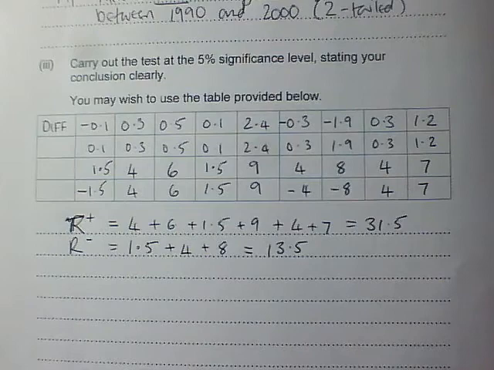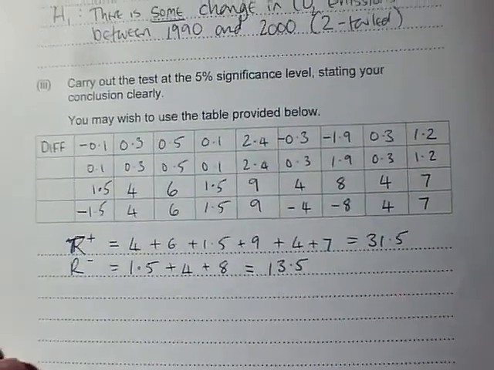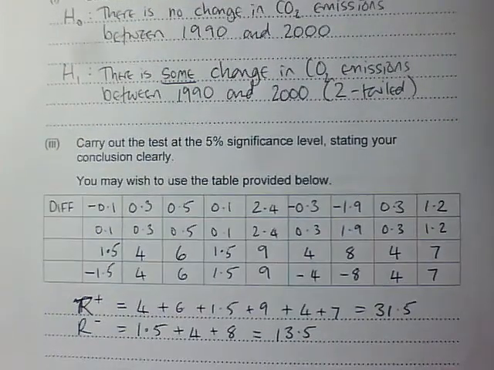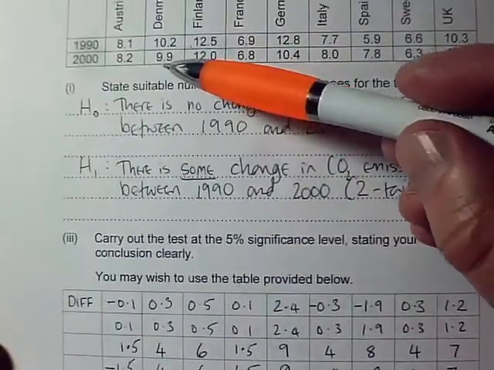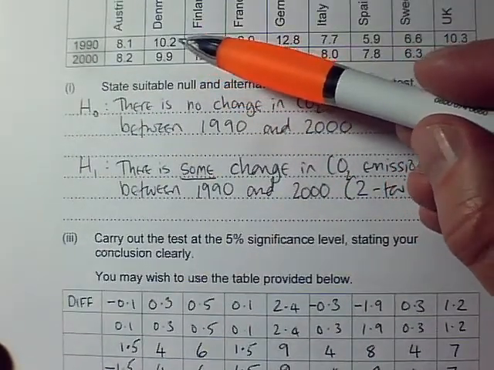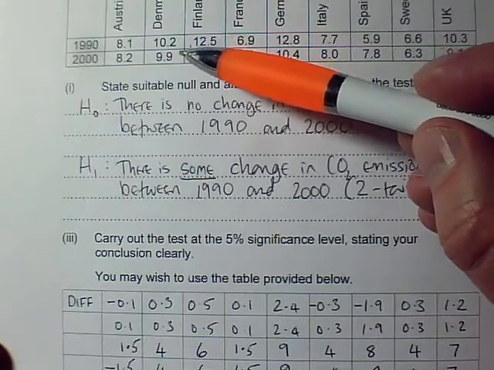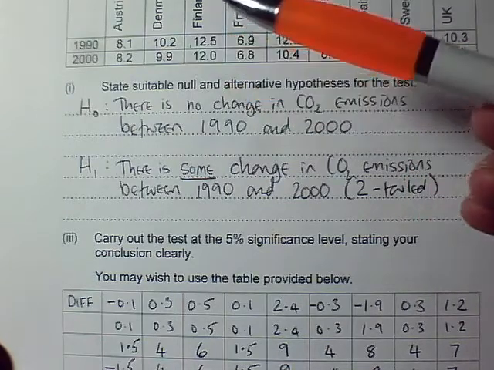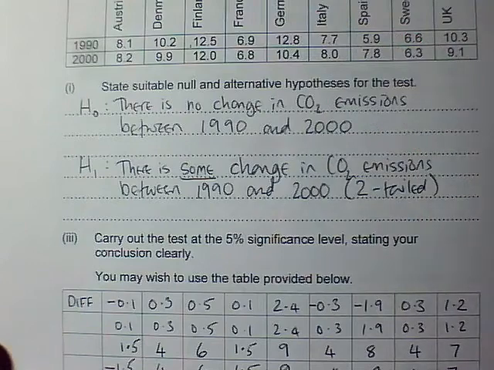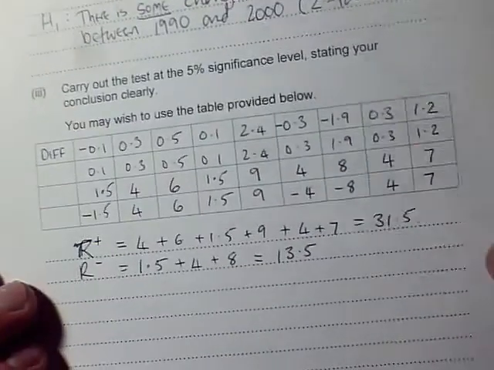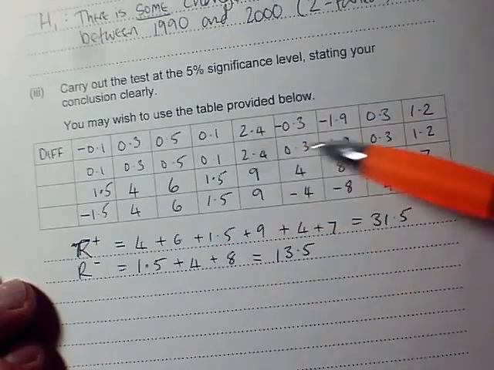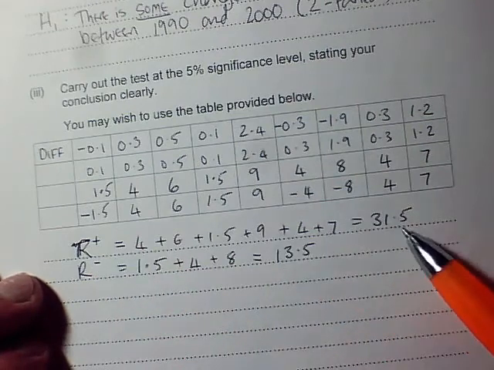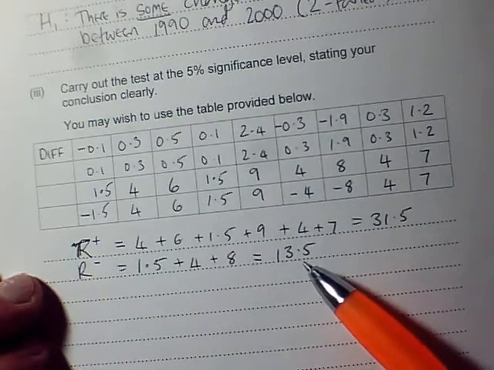On a one-tail test, if I'm expecting CO2 levels to be falling, that means I would be expecting the differences to be a higher value minus a lower value. So here's CO2 falling, I'd be expecting positive answers. So if I'm expecting CO2 to fall, then I'd expect the positive differences to beat the negative differences, which is what they seem to do here, which is why I've got a sum of positive ranks bigger than the sum of negative ranks.